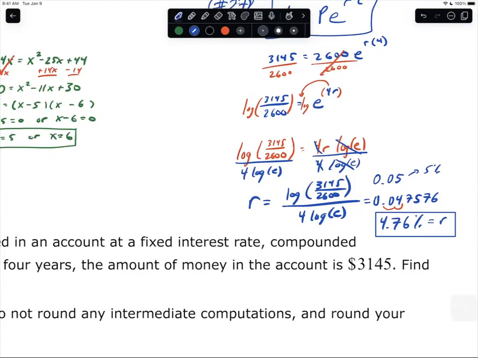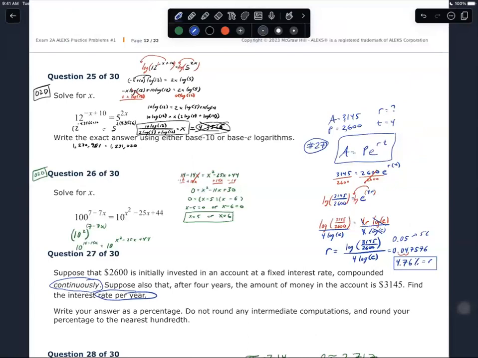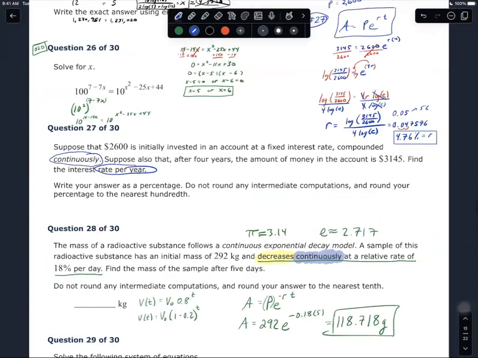Yeah. And notice the way that it says it. It says, write your answer as a percentage. It says that first. And then it says, do not round any intermediate computations and round your percentage to the nearest hundredth. So convert it to a percentage first, and then round that to the nearest hundredth. 4.76.